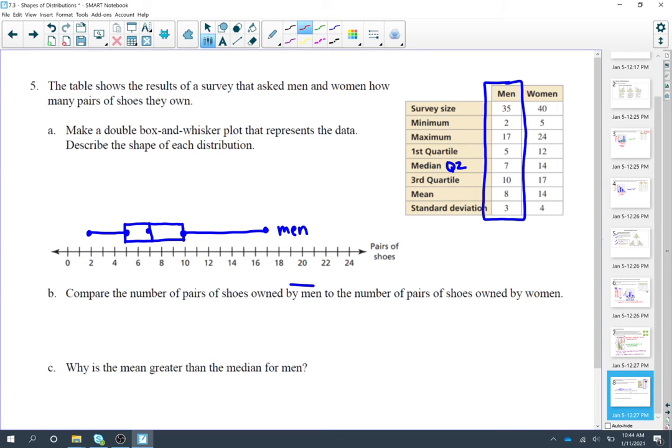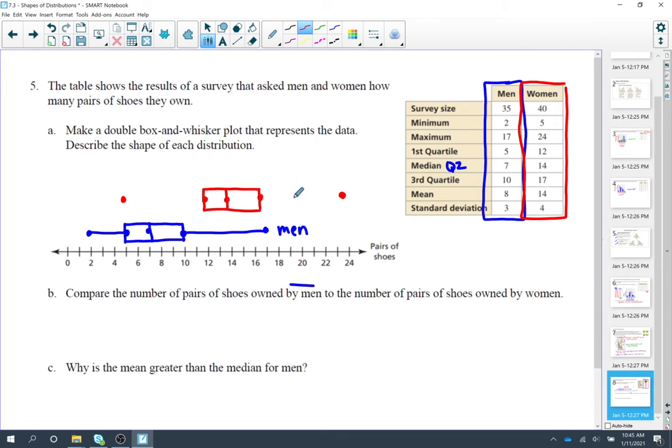Now we're going to do women. So women I'm going to do in red. And we're going to do the same thing. So minimum we're going to put at 5, and you just put it above. Don't want anything touching. Maximum is at 24. Make it the same height, because eventually this is just going to be like a line. Q1 is 12. Q2 is 14. Q3 is 17. 3 in the middle. Make your box.